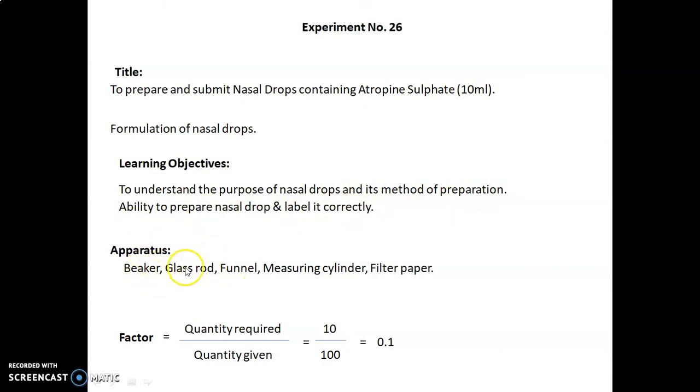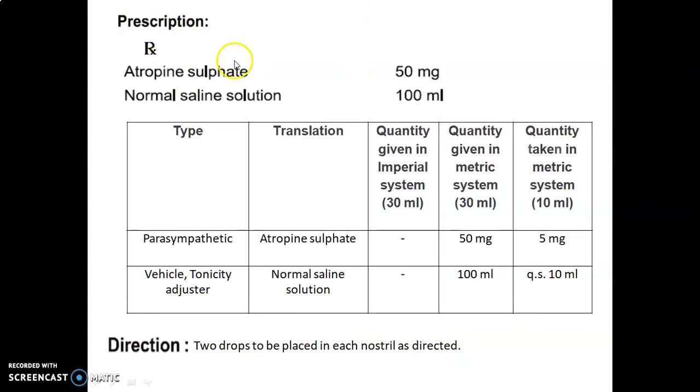Apparatus required are beaker, glass rod, funnel, measuring cylinder, filter paper. Factor is calculated as quantity required upon quantity given, that is 10 upon 100, equal to 0.1. The prescription is given over here: atropine sulfate 50 mg and normal saline solution 100 ml.